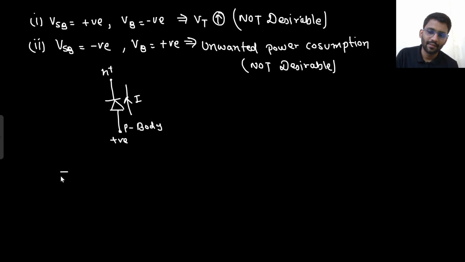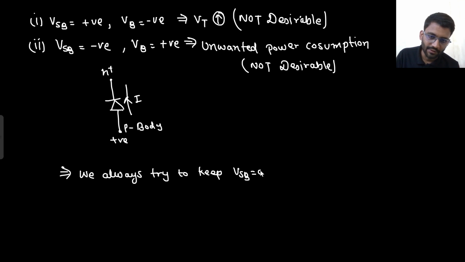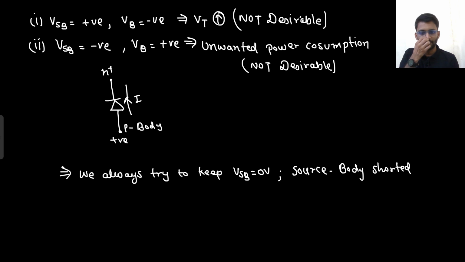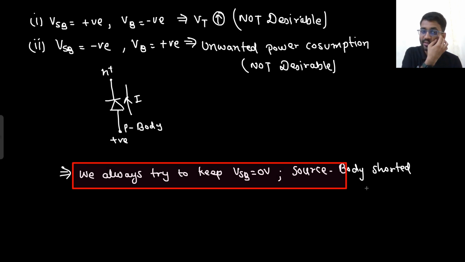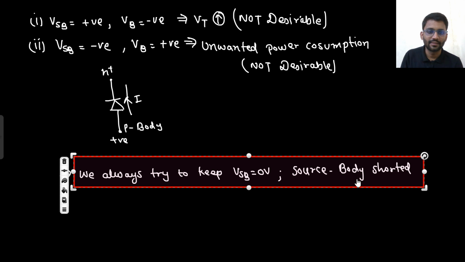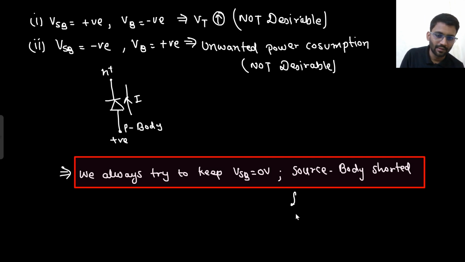That's why we always try to keep VSB equals to 0 volt, or I can say source body shorted, or at least the minimum forward bias. Understood this point, minimum forward bias?